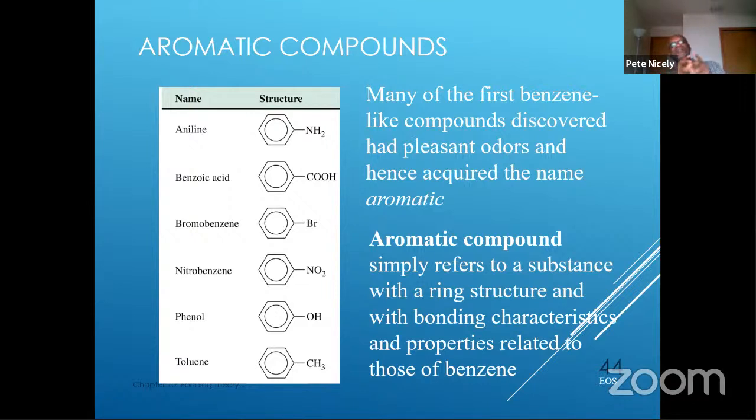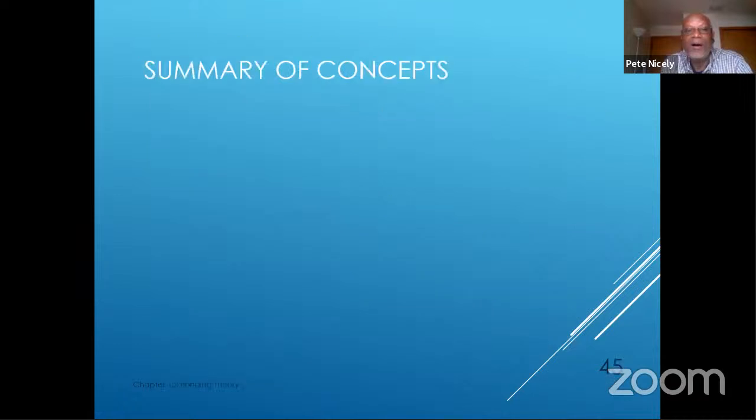Aromatic compounds are compounds that have a delocalized system of pi electrons within their ring structure. Okay, all right, so that's basically it for chapter 10.